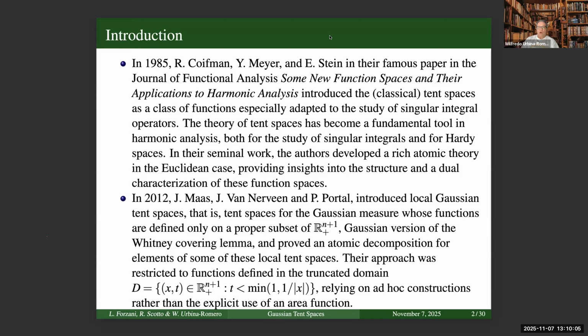But yes, unfortunately, the fact that it was only local was always a problem. And the way that they defined these spaces did not follow the main idea in the classical paper by Coifman, Meyer, and Stein. That was using maximal functions.